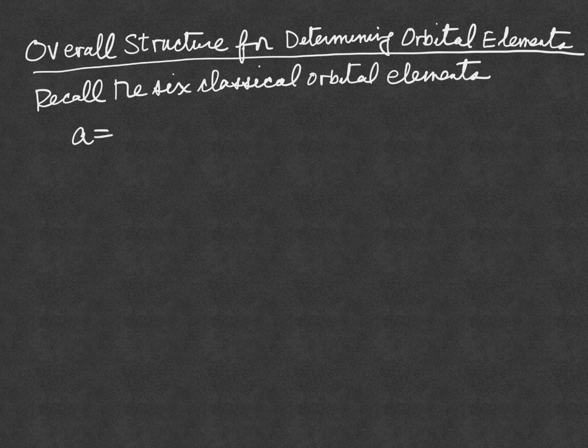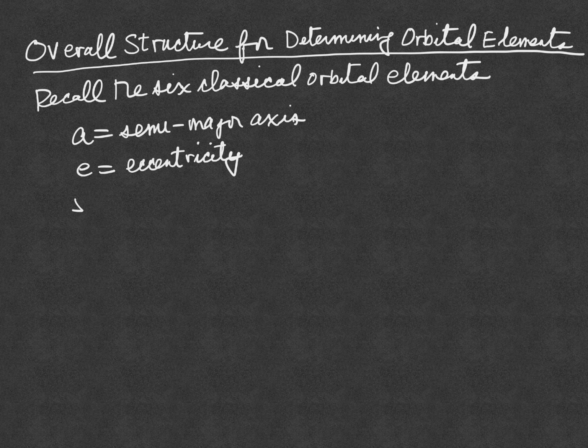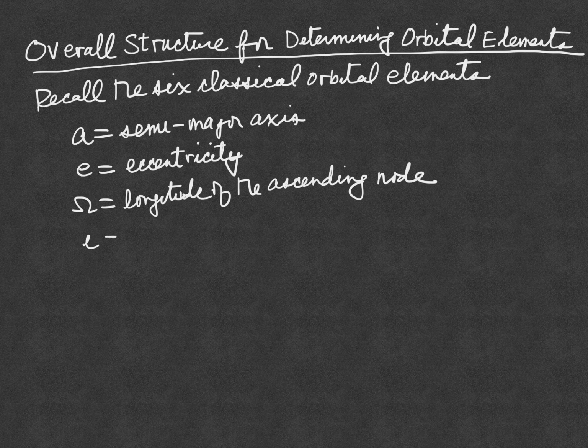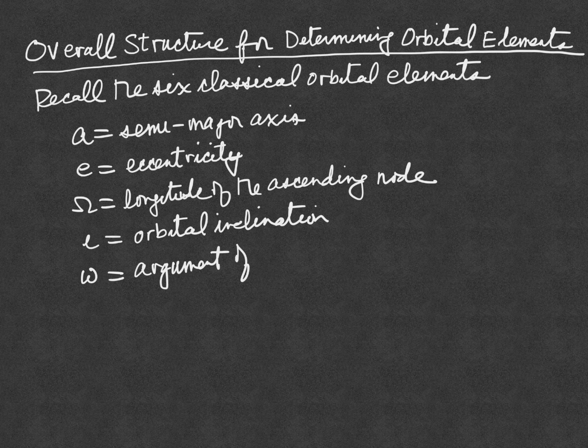And they are A, which is the semi-major axis, E, which is the eccentricity, omega, which is the longitude of the ascending node, and then I, which is the orbital inclination, and then omega, little omega, which is the argument of the periapsis. And then nu, which is the true anomaly.